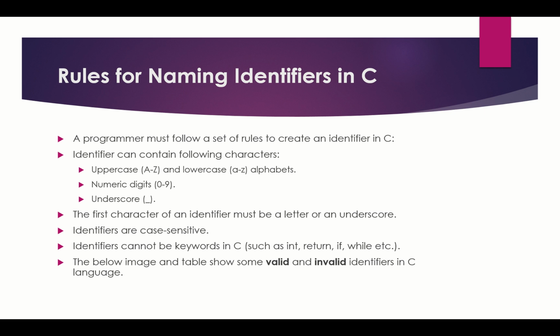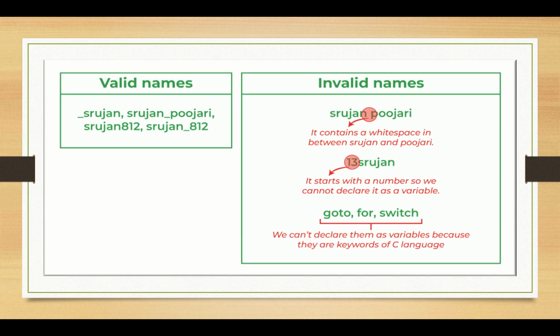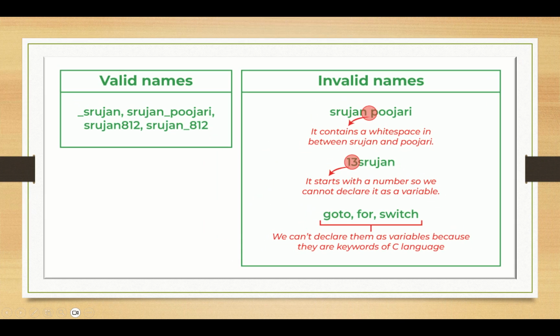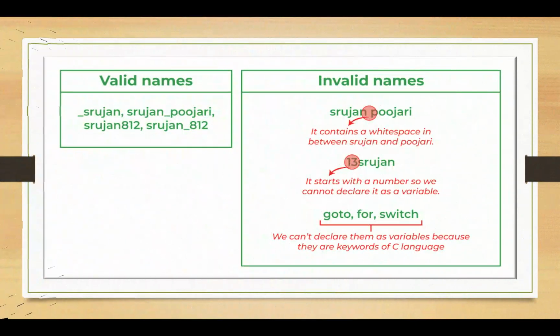The image or table below shows some valid and invalid identifiers in C language. So here you can see _Suraj and Surjan_Pujari. These are the valid identifiers that you can see.